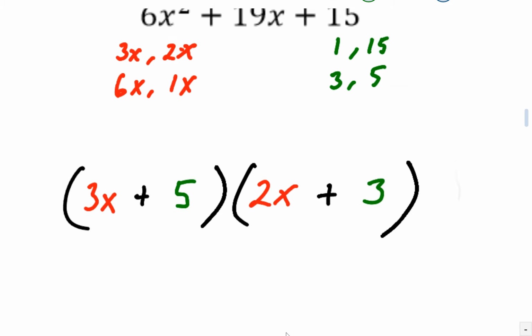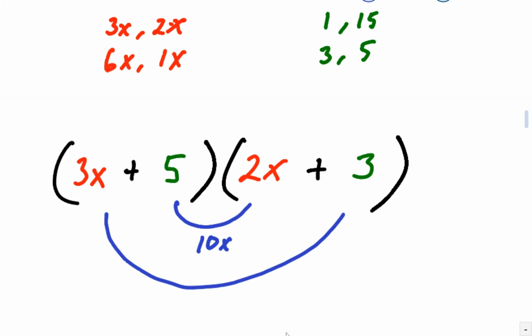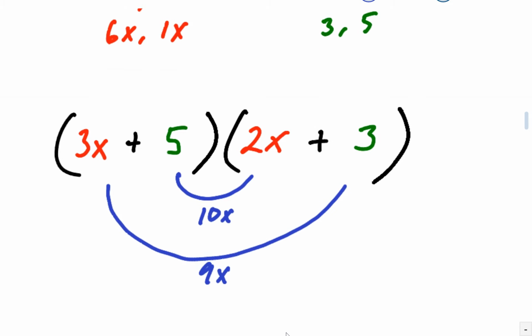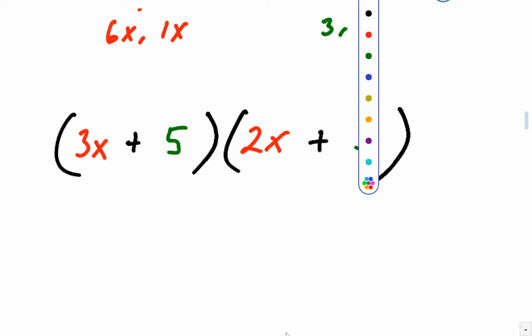Okay. And again, we're looking for 19x. Okay. Inside, 5 times 2x is 10x. Outside, 3x and 3 is 9x. 10x and 9x gives us 19x. Okay, so that's what we want. Unfortunately, it was the fourth option, but it could have been worse. Okay, so we got what we need. This works when we multiply, so that is your answer.